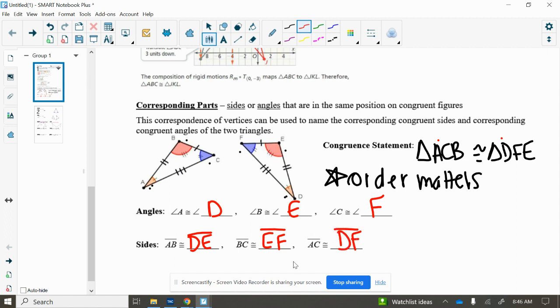Now again, you could actually use the congruence statement to help you with that as well. So for instance, we had A, B and D, E. Well, A, B, these two here, would have to correspond to D, E. Or we saw B, C here, that's E, F. So that's why the order is so important in your congruence statement, because it can help you, even without a picture, line up your corresponding sides and angles.